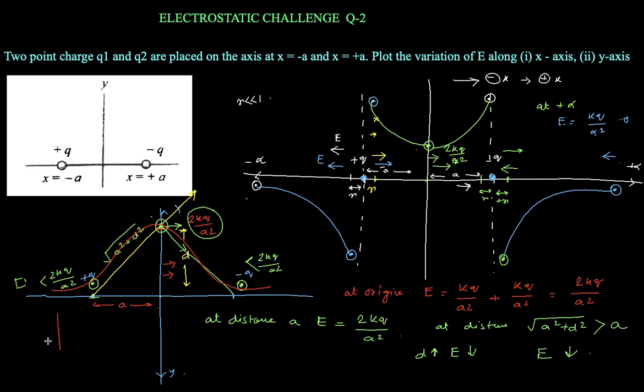So shortly we can get the graph. The nature of the graph is like this, and for the x-axis the nature of the graph is like this. Okay, I think you understand this question. This is a very conceptual question. See you in the next challenge.